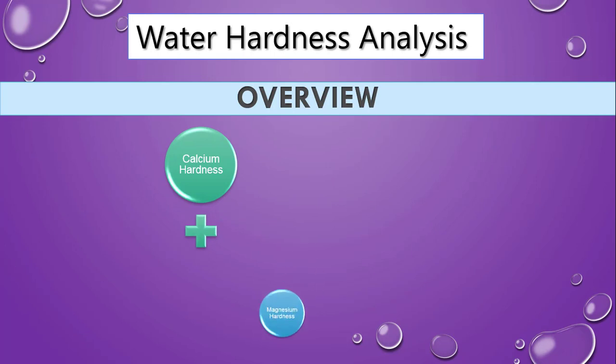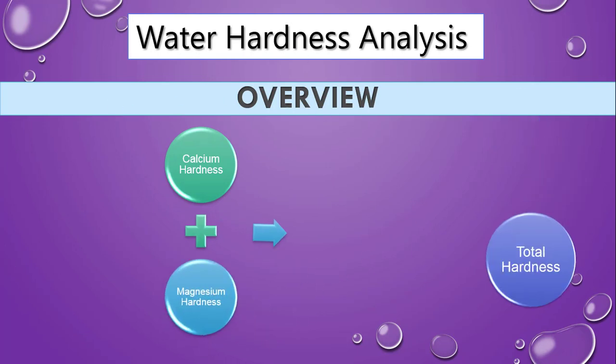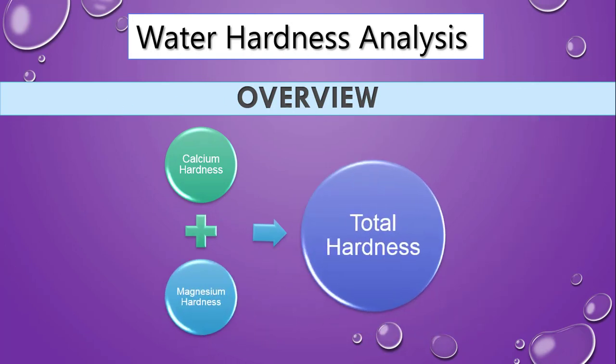Now we go to the analysis part. From the point of view of analysis, water hardness is divided into three parts: calcium hardness, magnesium hardness and total hardness. Please remember that total hardness is the sum of calcium and magnesium hardness.